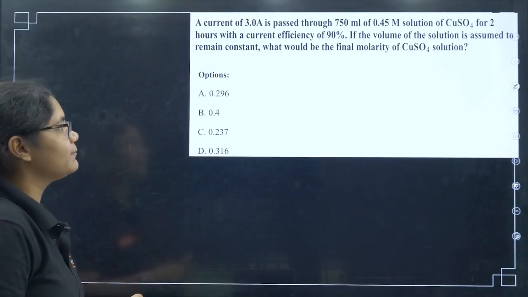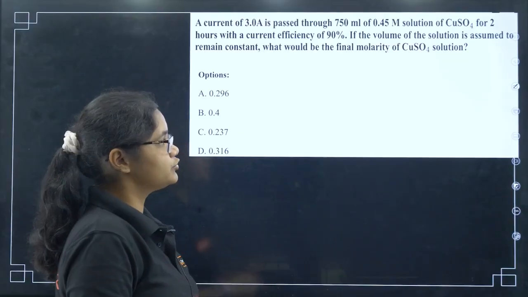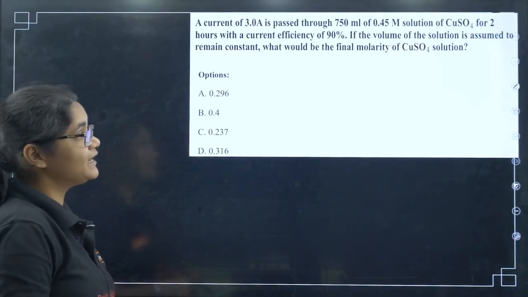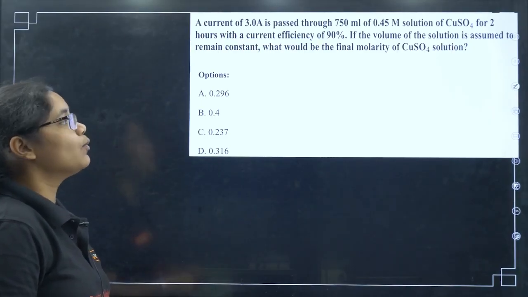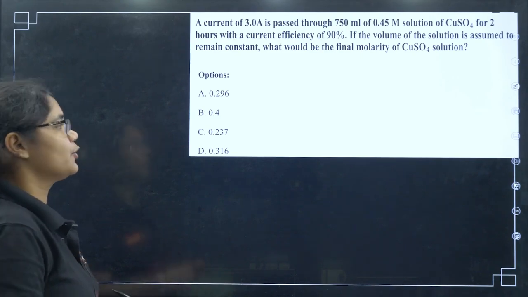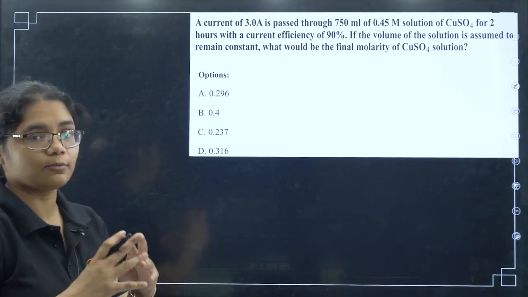A current of 3 ampere is passed through 750 ml of 0.45 molar solution of copper sulfate for 2 hours with a current efficiency of 90%. If the volume of the solution is assumed to remain constant, what would be the final molarity of the copper sulfate solution? Okay, so first let us calculate the number of moles of copper sulfate that got deposited, okay.